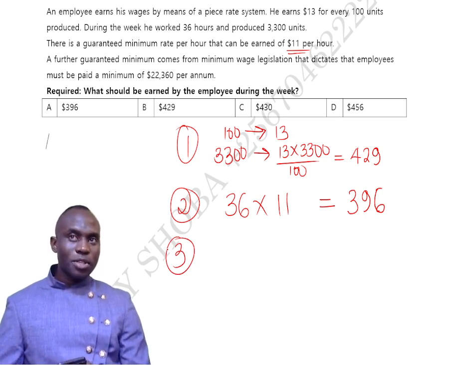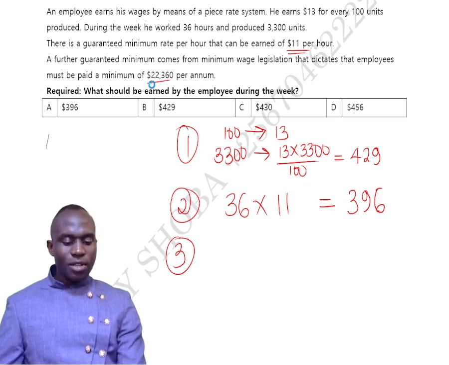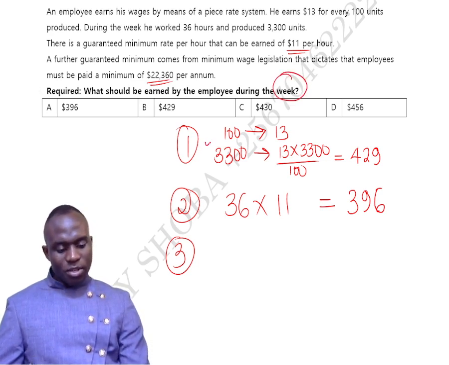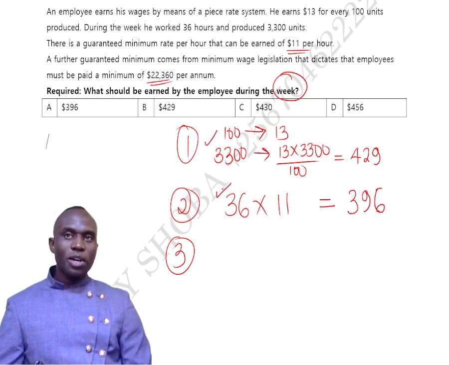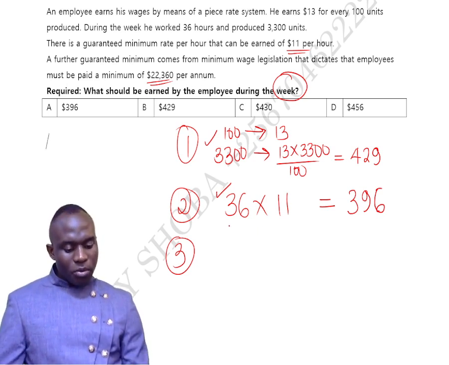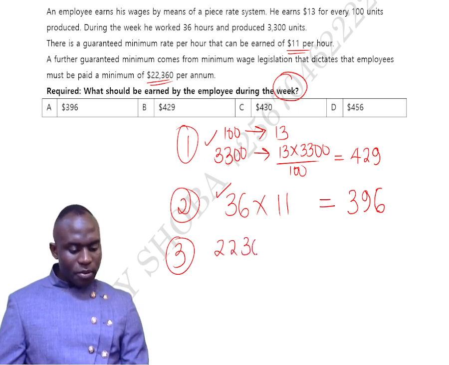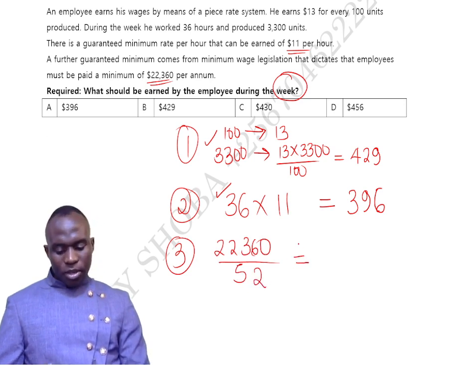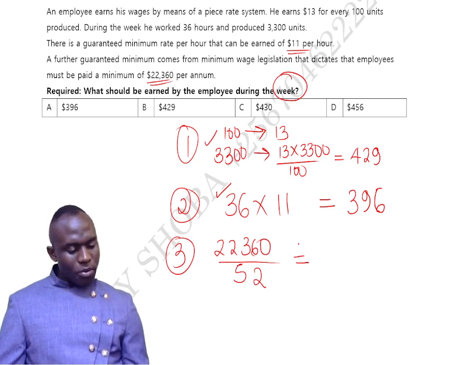And finally, the last one is there is a further guaranteed. Okay, the government has a policy that no one earns less than this in a full year. Now this is per annum, but the question wanted per week. So based on the government's wage, what is the payment per week? Now in a full year, you should know there are 52 weeks. So payment per week would be 22,360 for a full year divided by the 52 weeks. So if we divide 22,360 by 52, we get 430.